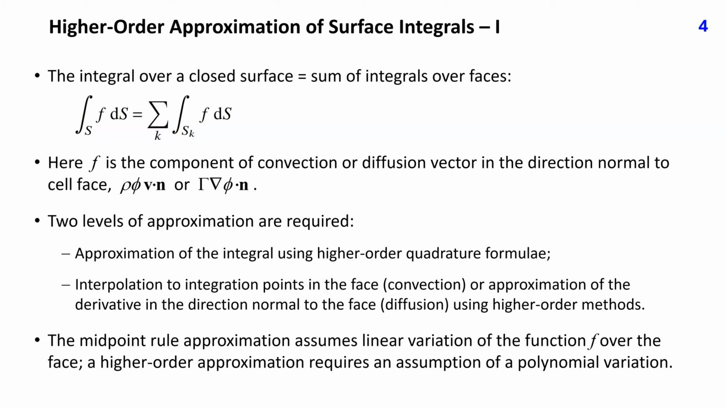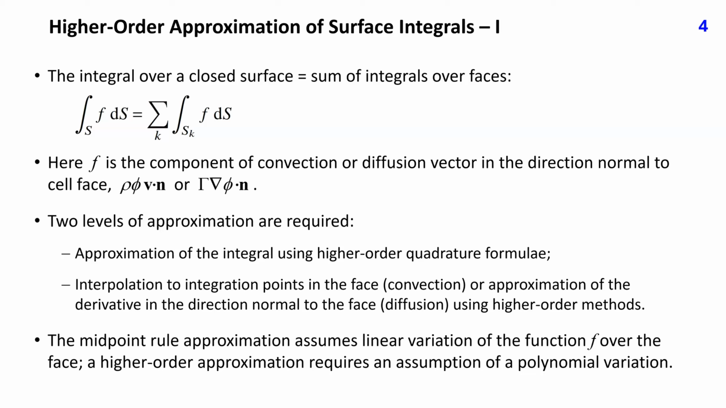In the convection term, f is the product of density, transported variable phi, and the normal velocity component. In the diffusion term, f stands for the product of the diffusion coefficient gamma and the gradient vector component normal to cell face, which is the derivative of phi with respect to n, the local coordinate directed normal to the cell face and pointing outward.